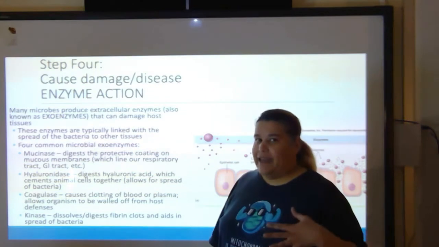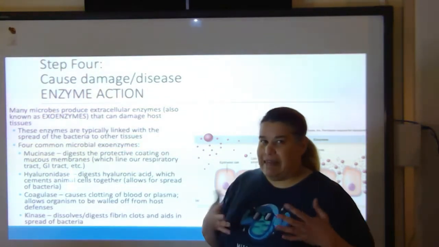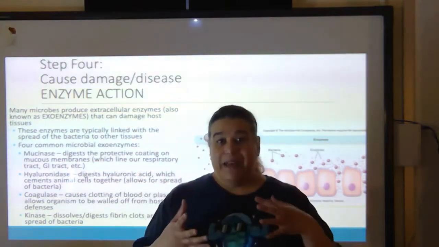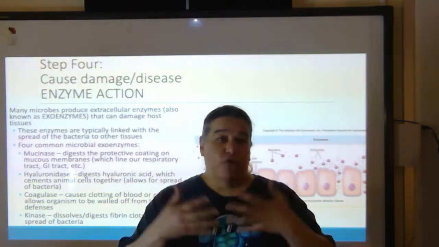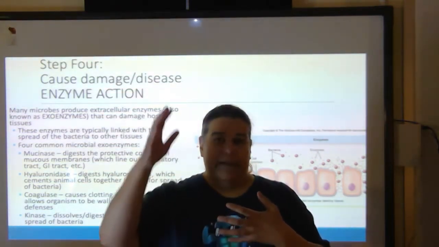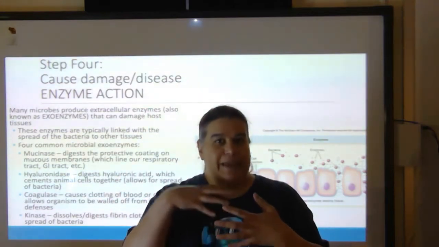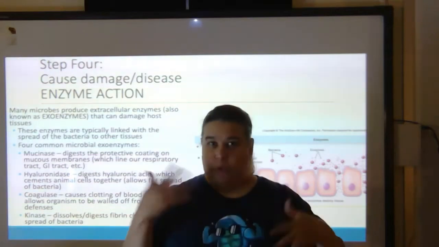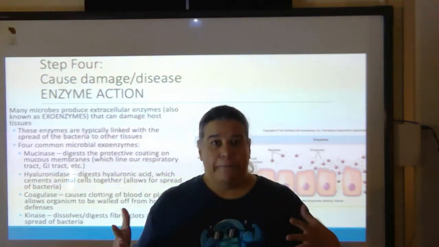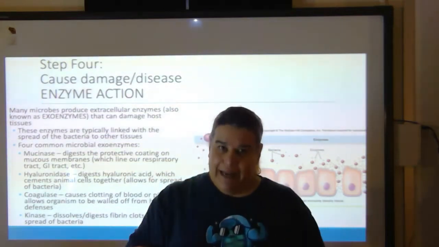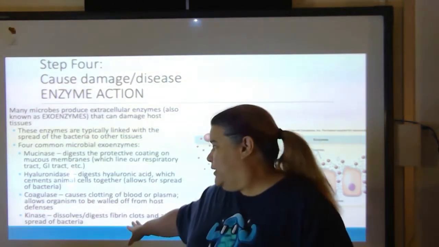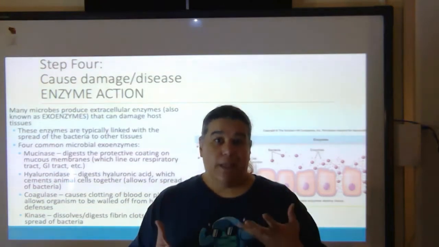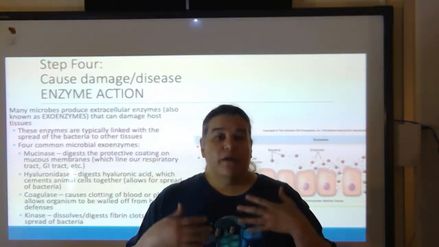Coagulase and kinase kind of do opposite things. Coagulase causes the blood and blood products to coagulate, forming a wall between the immune system and the bacteria, giving the bacteria a safe space to keep multiplying and doing what it's doing. Whereas kinase, the one down here, is going to dissolve clots instead of making them.